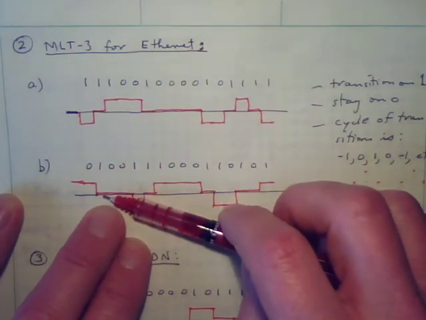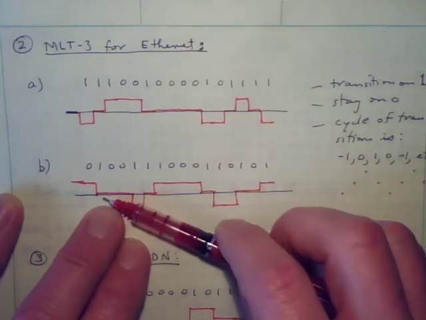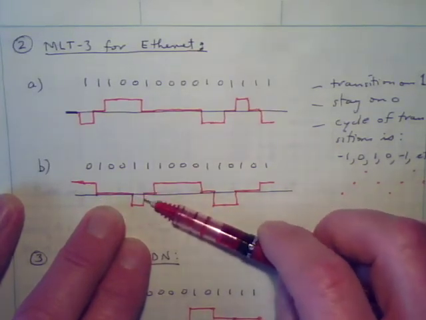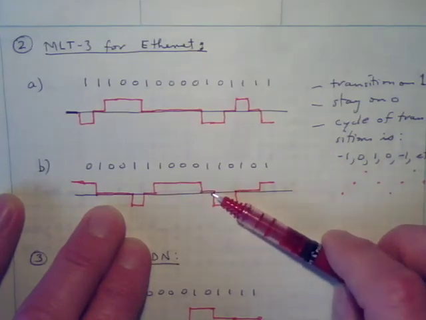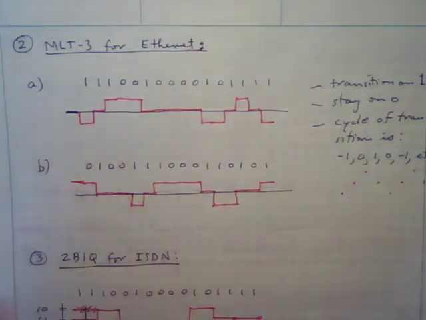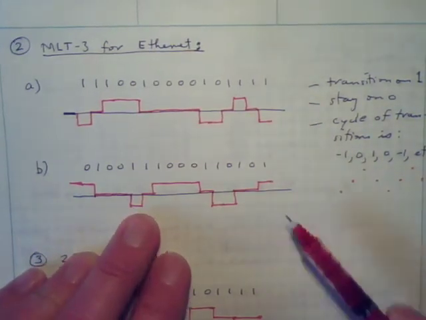A 1 bit causes us to transition to a 0. I stay at 0 until I transition 3 more times to -1, 0, and +1, staying at 0, cycling through and following the pattern. So there's what those 2 patterns look like.